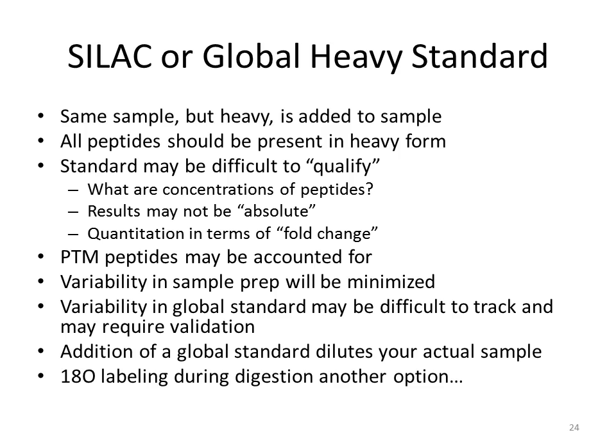So again, as I mentioned earlier, SILAC or global heavy standards. If it's SILAC and you're able to grow cells in culture, you wind up growing the same sample, it's just heavy. All peptides should be present in the heavy form, but the standard may be difficult to quantify, as I had mentioned, because it's so complex. Results may not be absolute unless you can figure out how much of a peptide you have in your internal standard. You can't compare it to your light form and then say anything more than a fold change. And so that may be useful, but it's definitely not absolute.